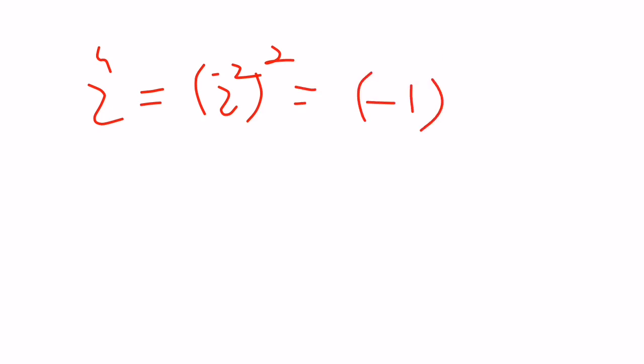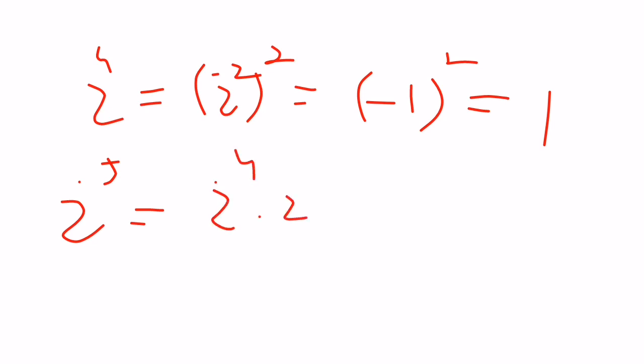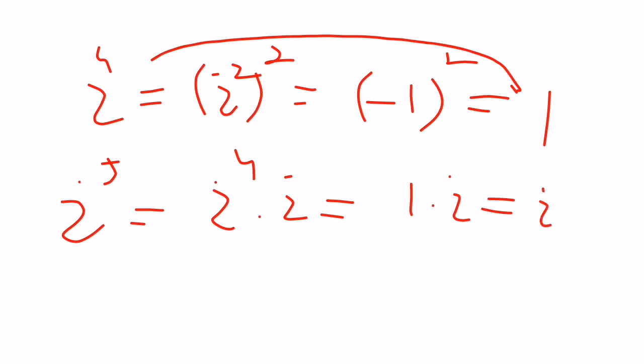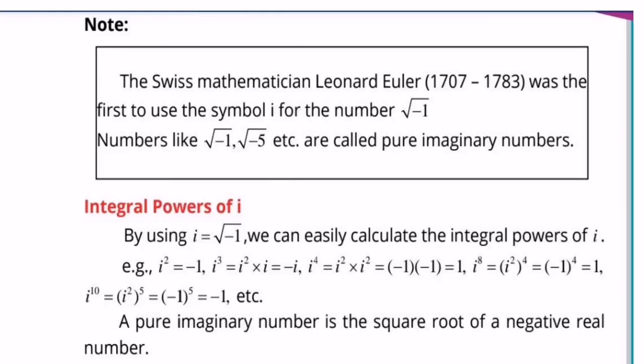Iota power 4 can be written as iota square whole power 2, which is minus 1 whole power 2. This is equal to 1. Iota power 5 can be written as iota power 4 dot iota, but iota power 4 is equal to 1. So this is equal to 1 dot iota, meaning iota, and so on.